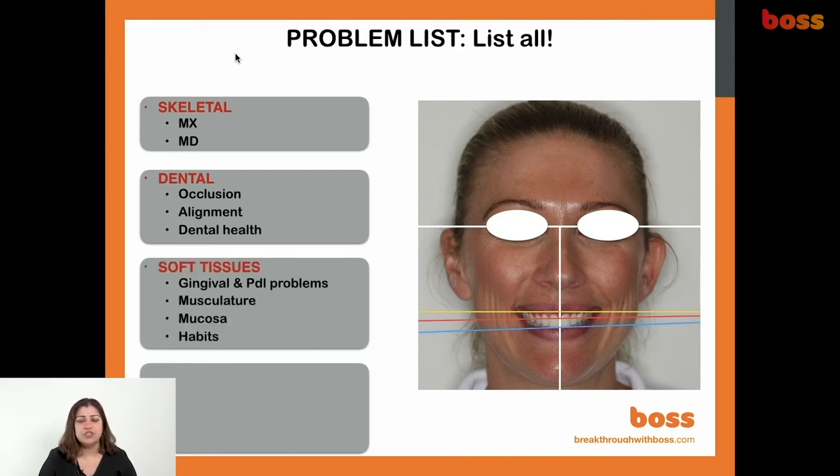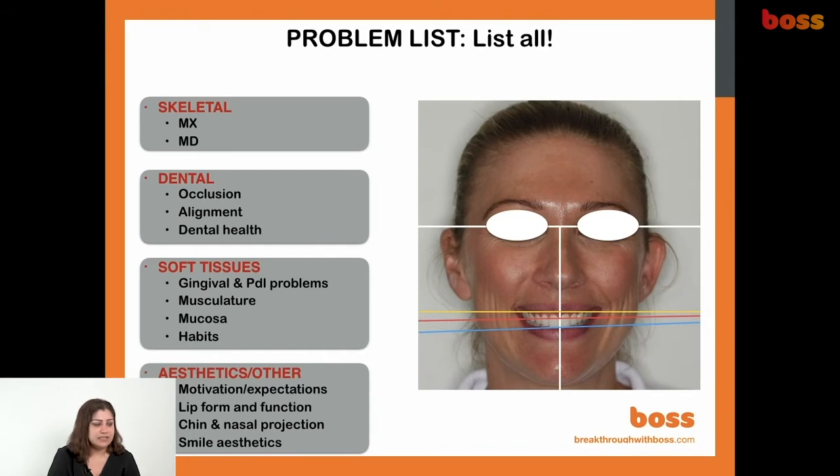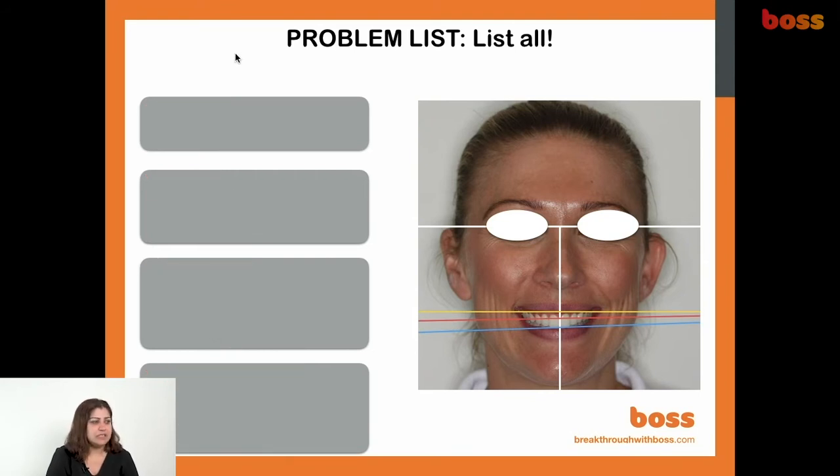Soft tissues, what's the gingival biotype like? Is there any periodontal issue? Musculature, how's the muscle tone? Mucosa, any habits that we've detected that are abnormal? Then look at aesthetics. What about smile display? What about the motivation of the patient? The chin and nasal projection? What about the incisal display, gum display?